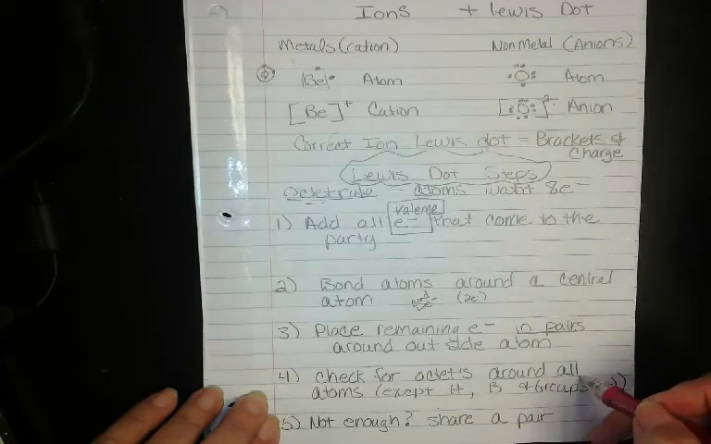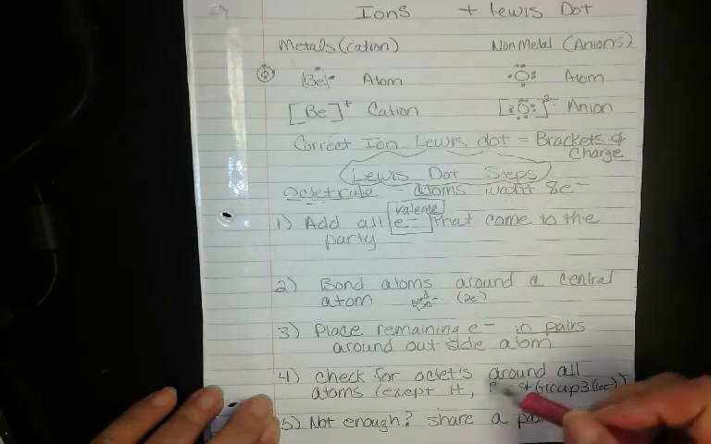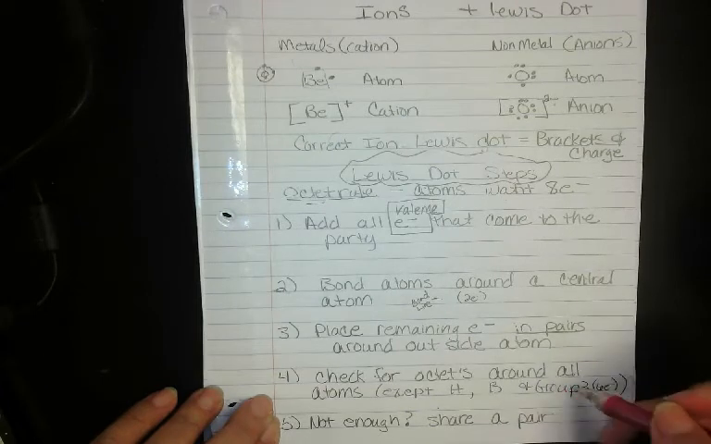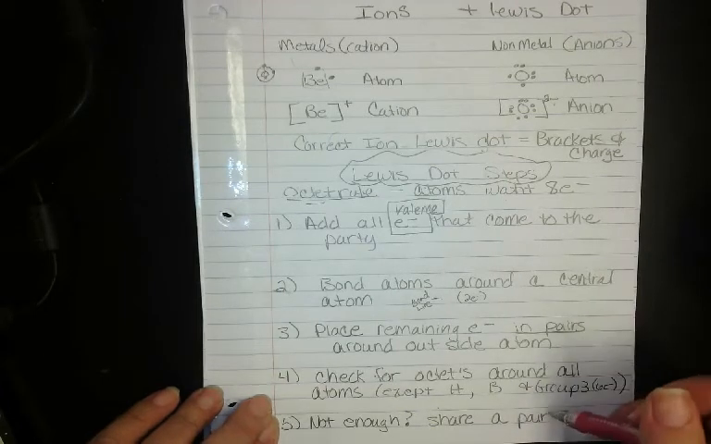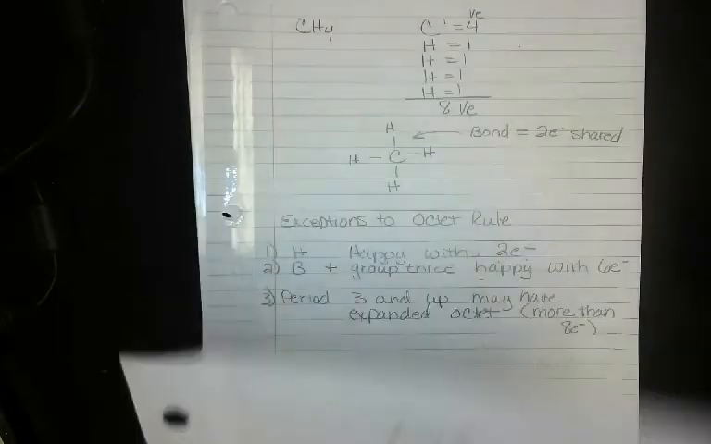But when we're bonding, you need to check everything for 8, but we have 3 exceptions, okay? We have hydrogen, boron in group 3, and then we have another one. Okay, we'll talk about that. If you don't have enough electrons to make 8 around every atom, we're going to share a pair.